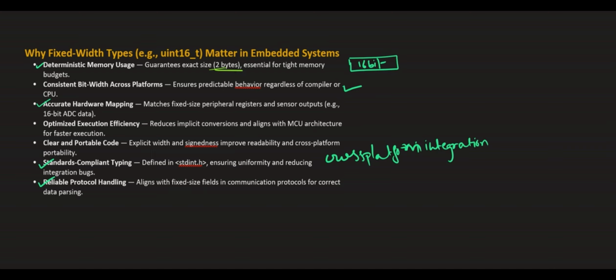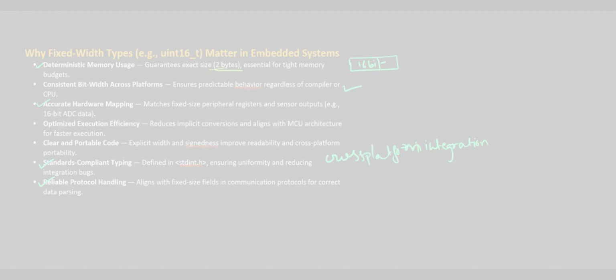The next point I'm going to discuss is reliable protocol handling. This aligns the fixed fields in communication protocols for correct data parsing. So correct data has to be transferred, let's say SPI communicating with I2C or some other protocol, or a sensor communicating with I2C, whatever it is. The data sent from the sensor and the data collected at the peripheral should match and align. Hence, we need the fixed width data types. So it is very important for an embedded engineer to understand what uint32 is.